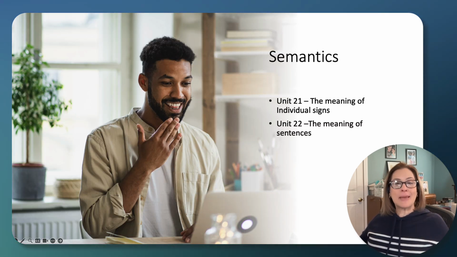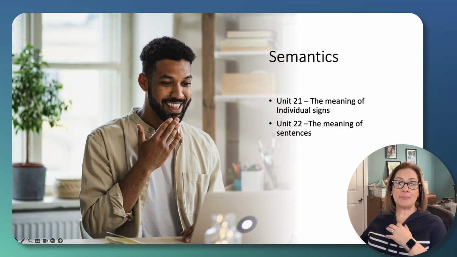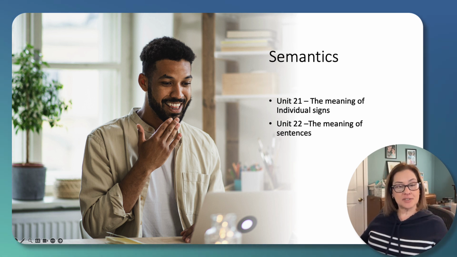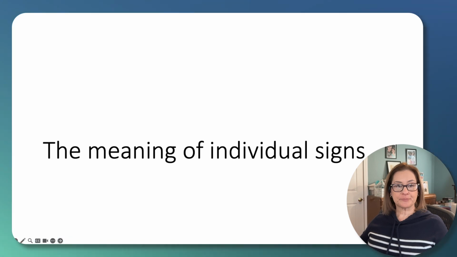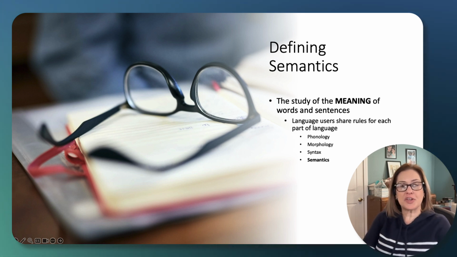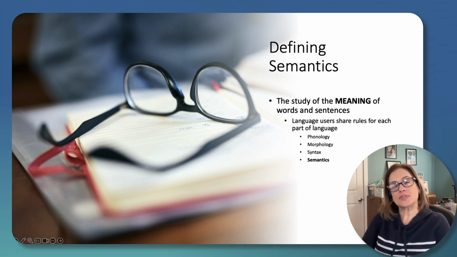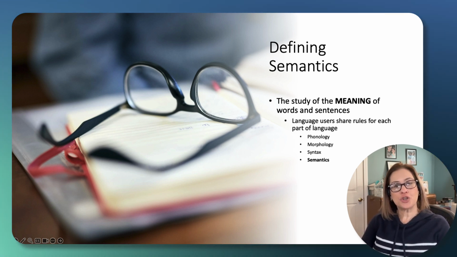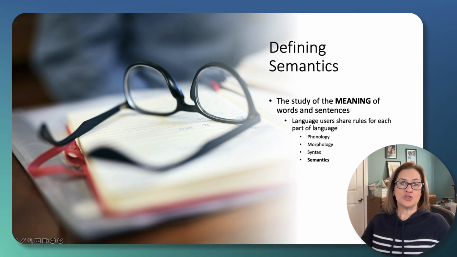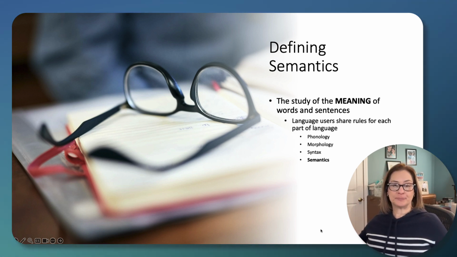So when we talk about semantics, Unit 21 talks about the meaning of individual signs, and Unit 22, the meaning of sentences. Chapter 21, the meaning of individual signs. Let's define semantics, which is the study of the meaning of words and sentences. Language users share rules for each part of language, including phonology, morphology, and syntax, which we've already talked about, and now semantics.